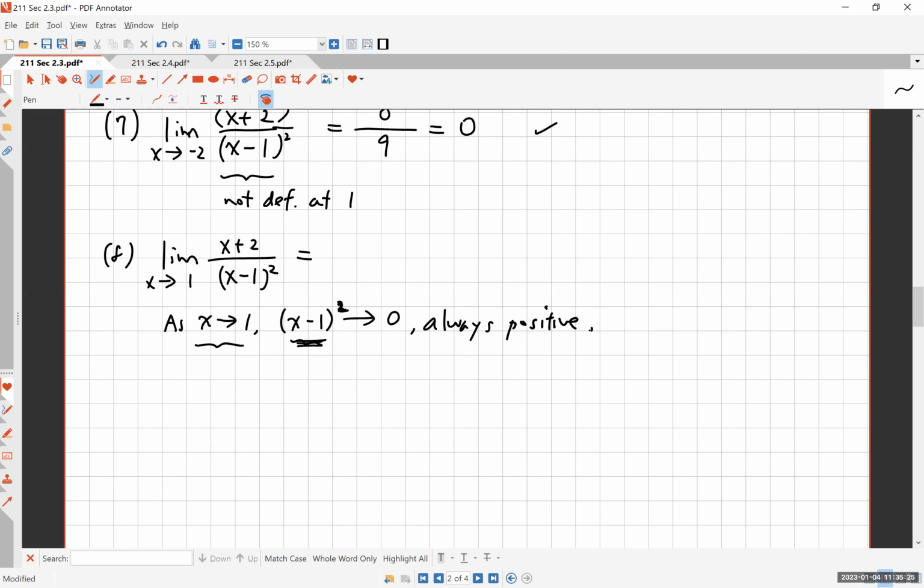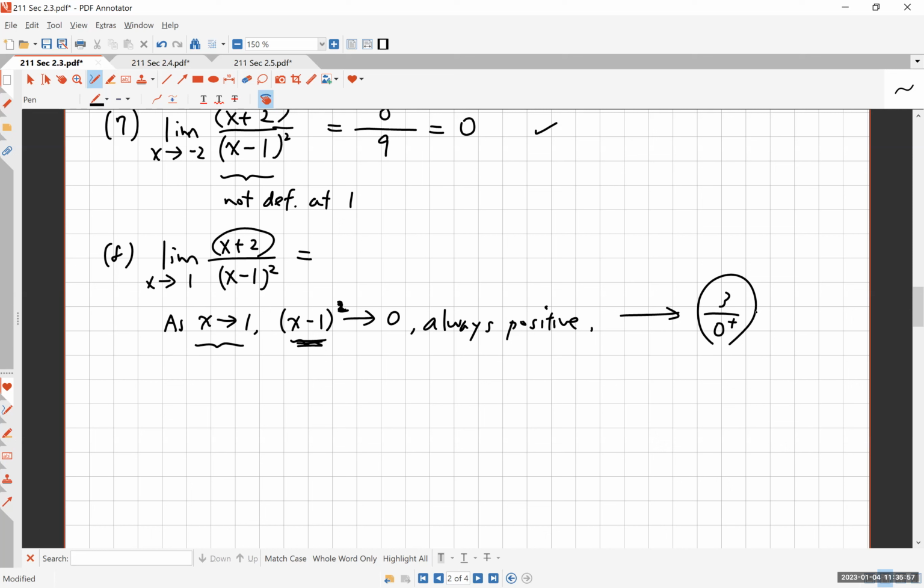It approaches 0, so it becomes a very, very small number approaching 0, and it's going to be positive. Now this thing, x plus 2 near 1, is going to be close to 3, right? So this is going to be close to 3 over a number that's very close to 0, but always positive. Now again, I wouldn't write this because that's not official. This is just a note I'm taking for myself.